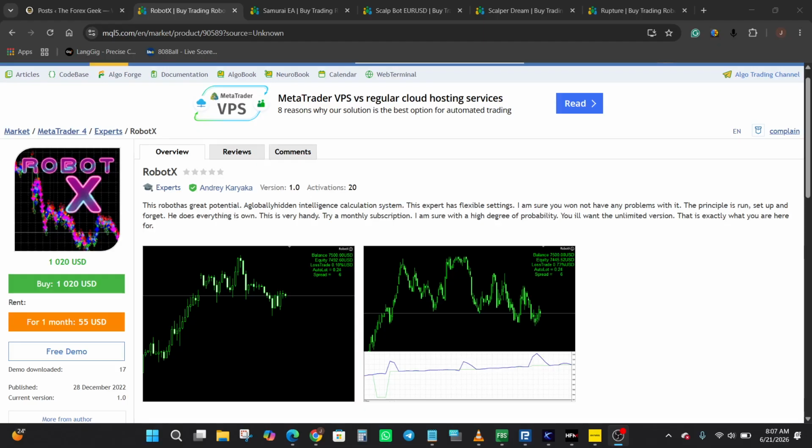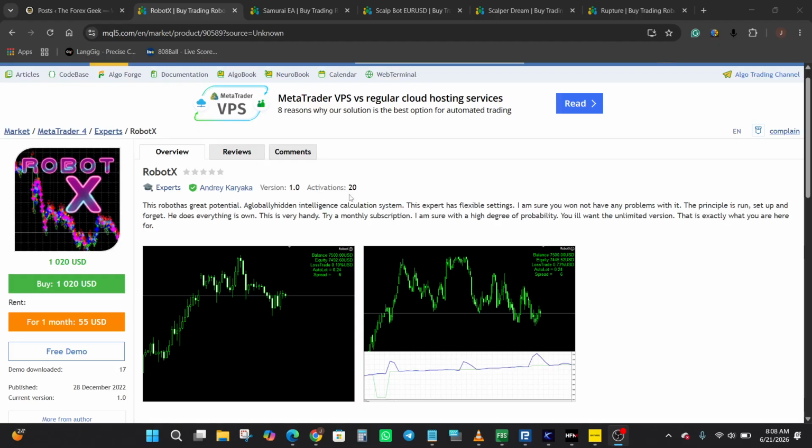All right, starting here on the MQL5 Marketplace page, we can see that RobotX EA is listed by developer Andre Kariaka. At the time of this review, the purchase price is 1,020 US dollars, while a 1 month rental option is available for 55 US dollars. The current version shown is version 1.0, and the product includes 20 activations.